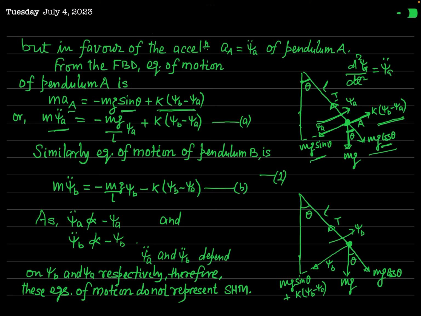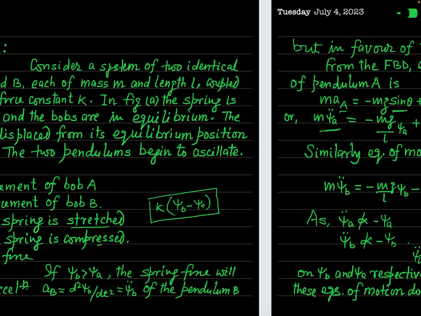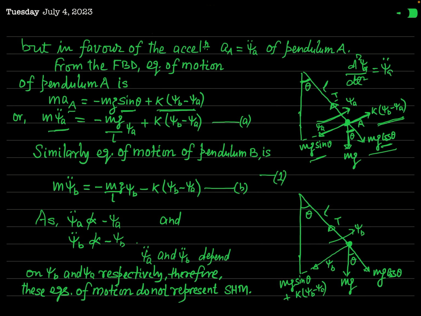But as you know, this theta is a very small angle. So sin theta will be simply equal to theta, and theta is equal to L over R. Here L, that is the arc length, will be simply equal to psi a, and R will be equal to L. So instead of sin theta, you can write psi a divided by L. In this equation, I have replaced sin theta by psi a divided by L. So the equation of motion of pendulum A is written as m times psi a double dot equal to minus mg over L times psi a plus k times psi b minus psi a.